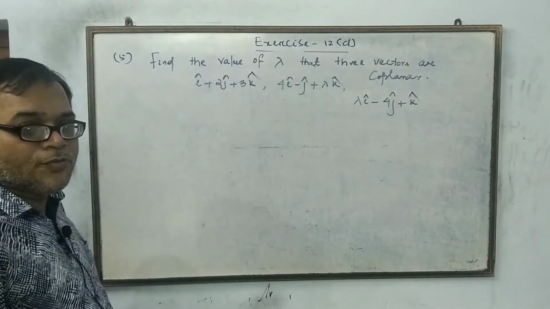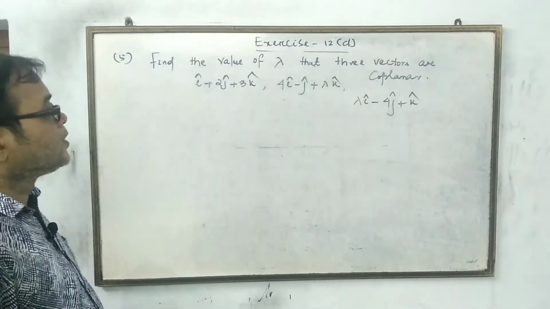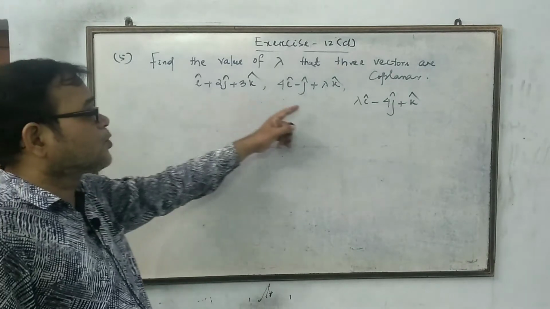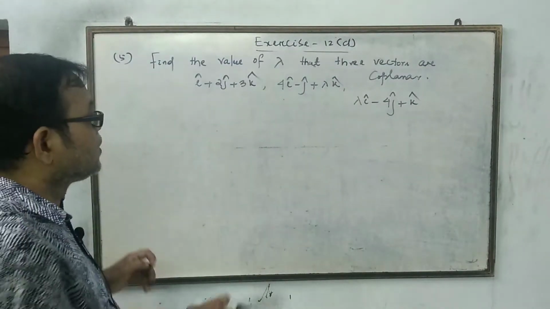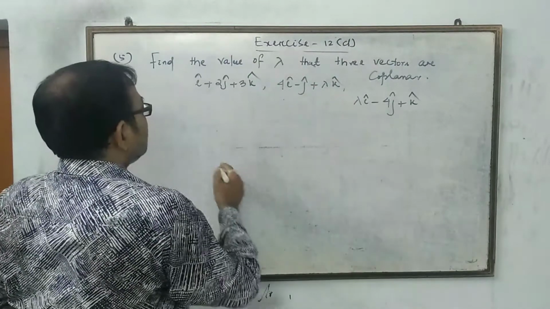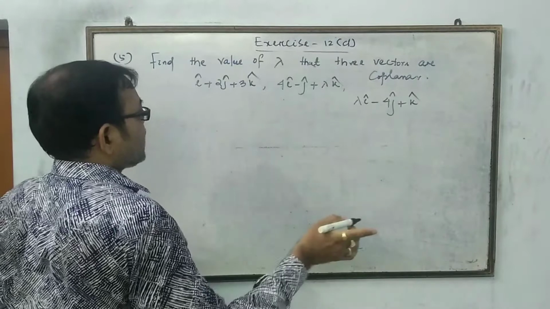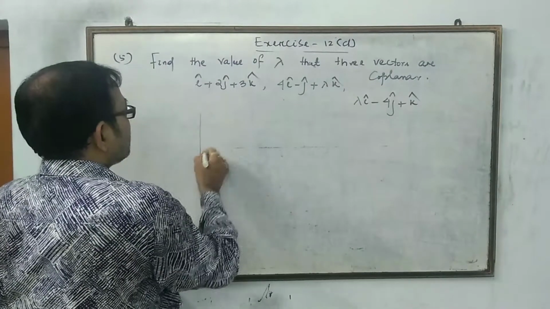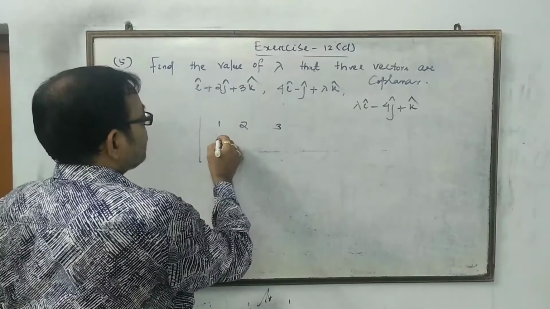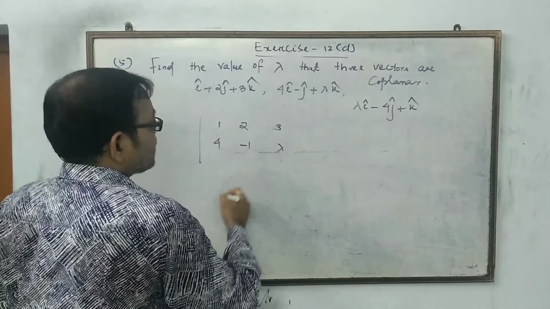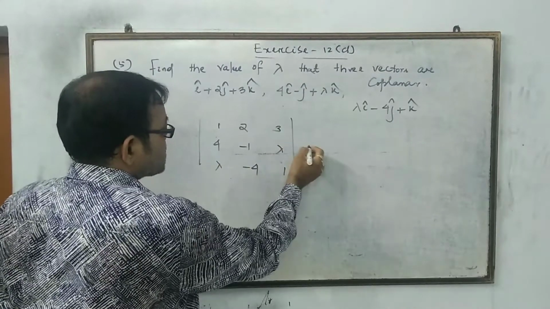In question number 4, we had to prove that the vectors are coplanar. Here, if the vectors are coplanar, then you have to find this unknown constant lambda. Condition: since the vectors are given coplanar, the determinant equals 0. The determinant is 1, 2, 3, 4, minus 1, lambda, lambda, minus 4, 1. Its value must be 0.